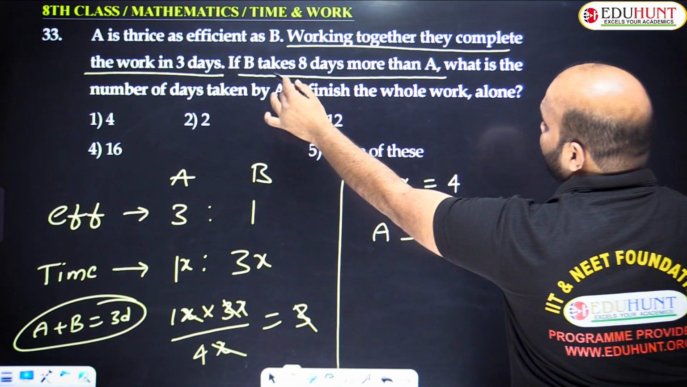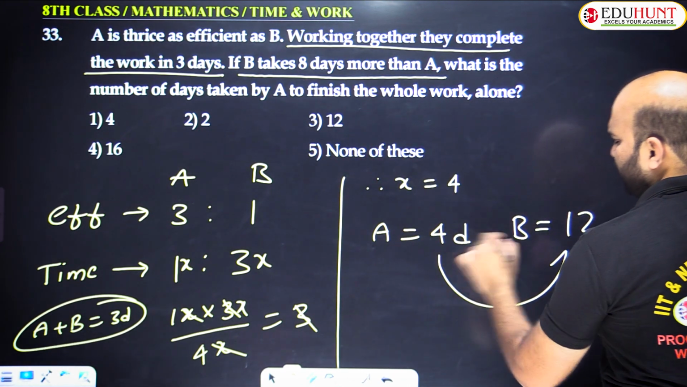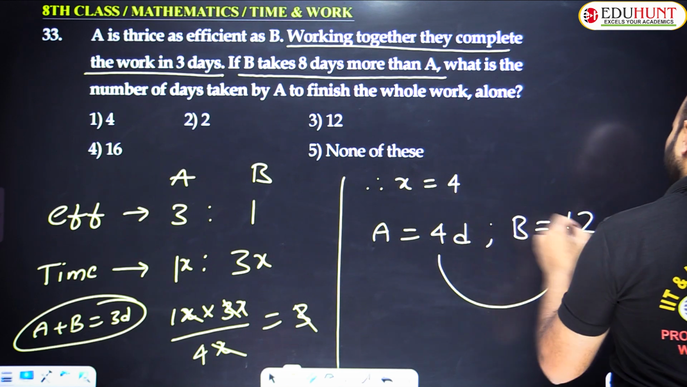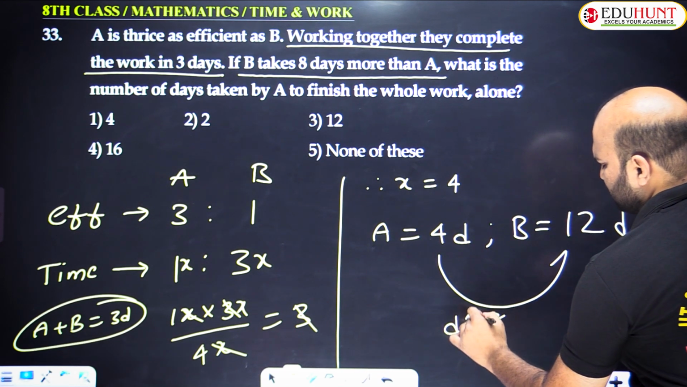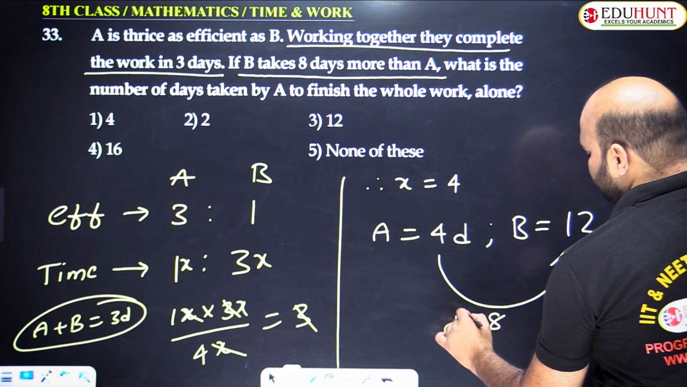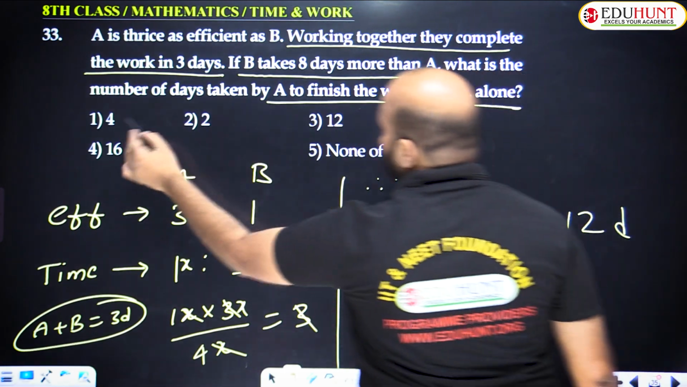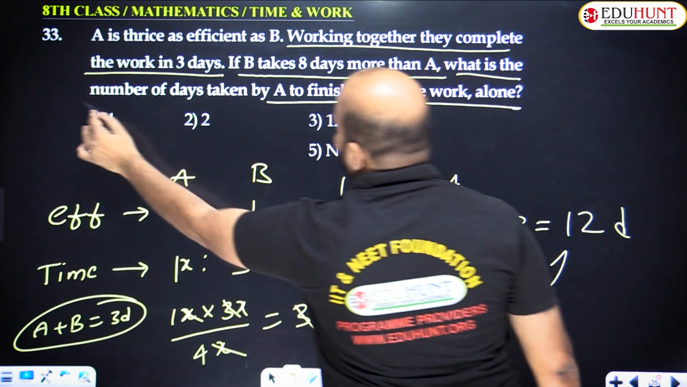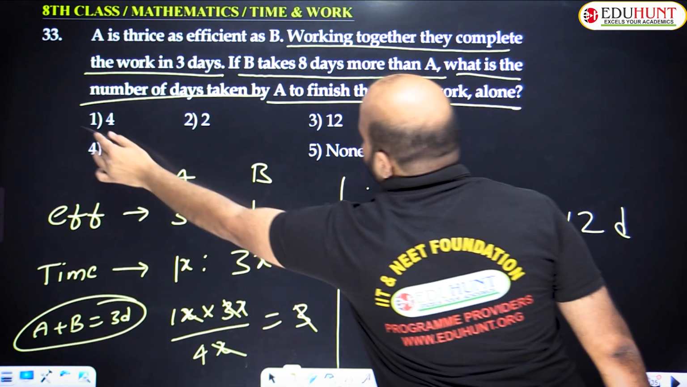But the next condition I am given is B takes 8 days more than A. Yes, what is the difference? A alone can do it in 4 days, B alone can do the same piece of work in 12 days. What is the difference? 8 days. So the difference is 8 days, so it satisfies that condition. Am I clear? But the question I am asking is, A alone can finish the piece of work in how many days? 4 days. Option 1 is the right answer.